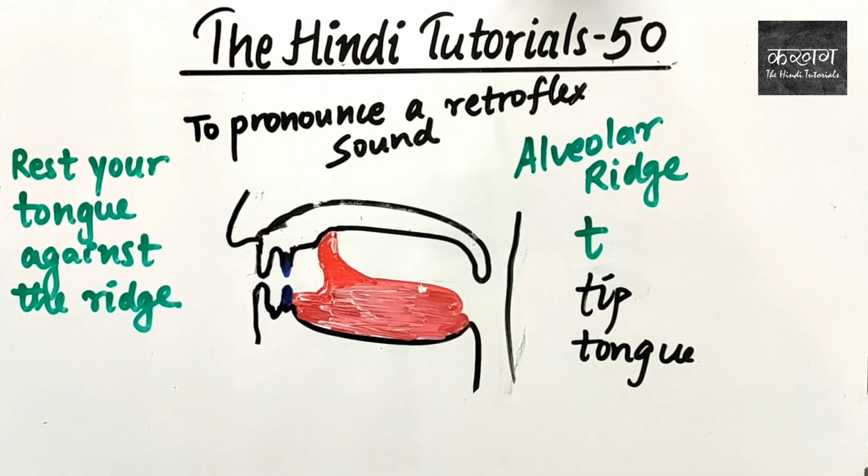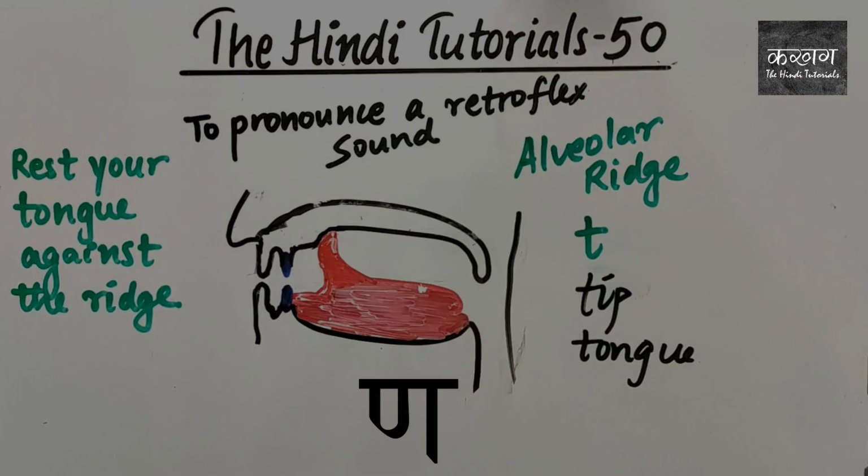The mechanism of pronouncing the rest of the letters of the retroflex group is the same. T, th, d, dh, n. I repeat, t, th, d, dh, n.